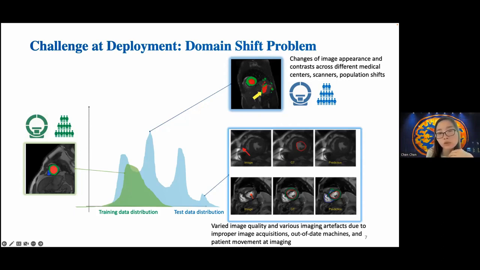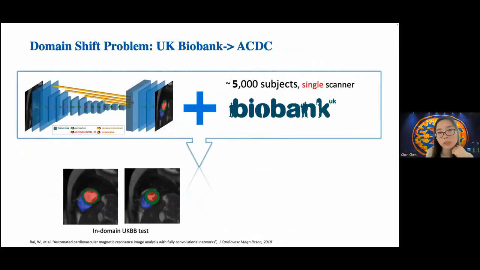And that will introduce some artifacts into these images, which also makes it hard for the AI model to predict nicely on that kind of images, okay? So here is a real example where we're trying to train our AI models to predict the cardiac shapes from MR images. And we trained using what might be the largest data set in the world, the UK Biobank data. It consists of 5,000 subjects from a single scanner.